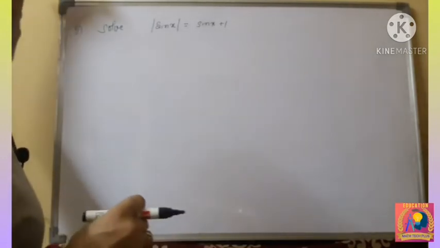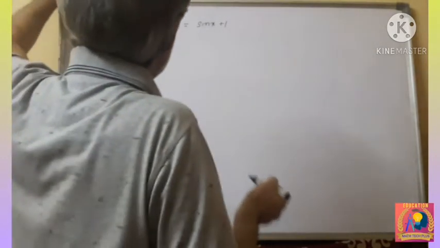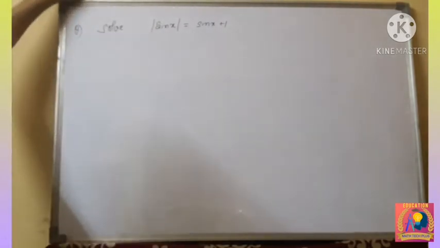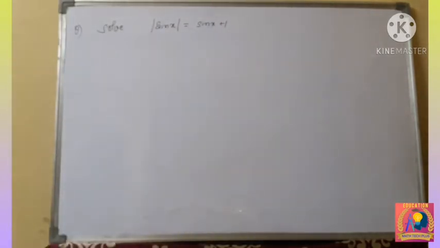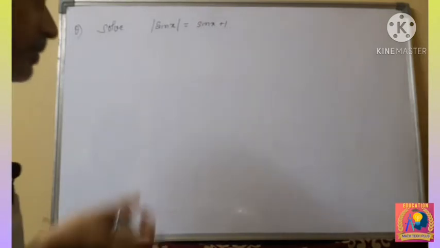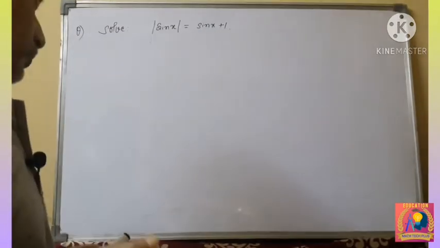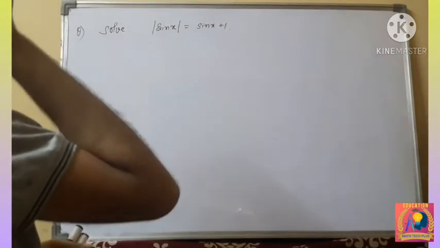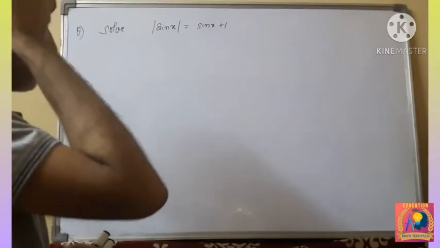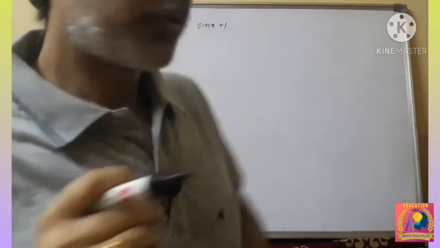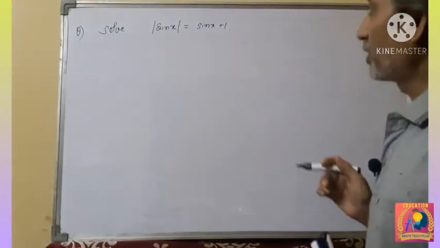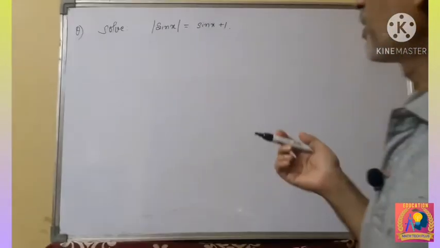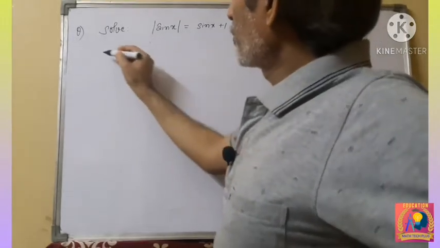So today we are going to solve this equation: mod of sin x equals sin x plus 1. We are going to look for the solutions. Does it exist or not? If solutions exist, how many? So how to proceed?